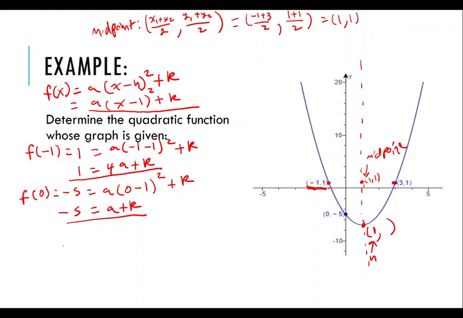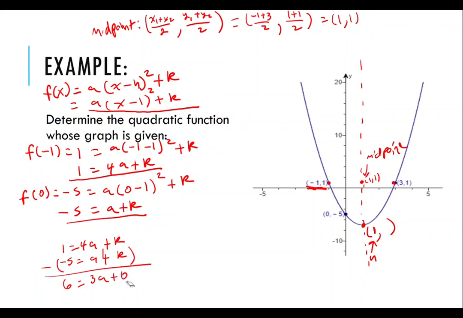So how about I do 1 is equal to 4a plus k, and then subtract the equation -5 is equal to a plus k. Remember, we're subtracting each one of these pieces, so I do have to distribute that negative. So this is really 1 plus 5, which is 6. 4a minus a is 3a, and then k minus k is 0.